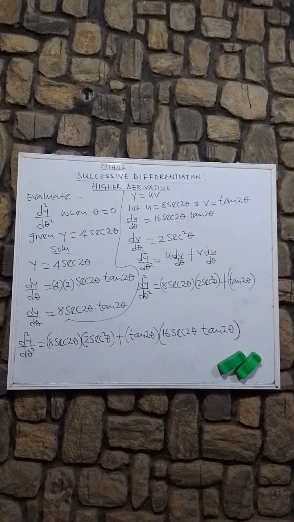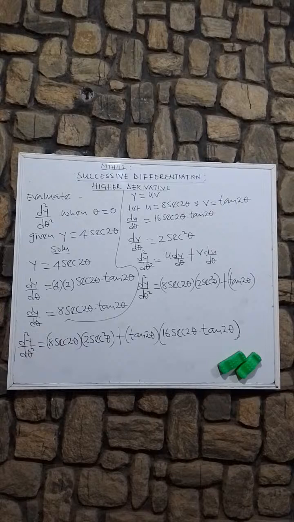So this is what we are going to get after using product rule. Is that clear? So far so good.